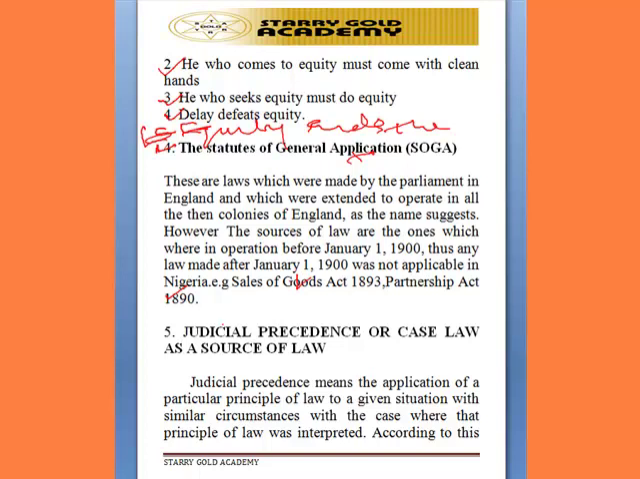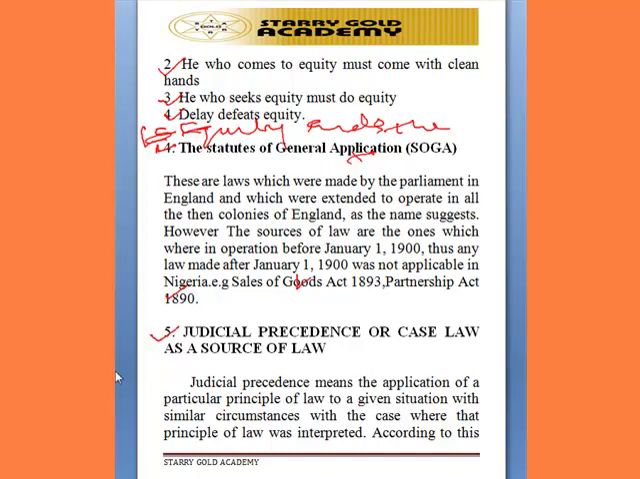And fifthly, we have what is known as Judicial Precedent or case law. Now, by Judicial Precedent, what we mean is that they are decisions that were taken by the court at a time past, which, when a similar case comes up for hearing, they become a precedent. And under precedent, such precedents may either be binding or persuasive.